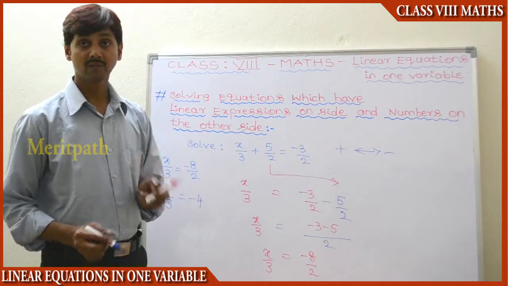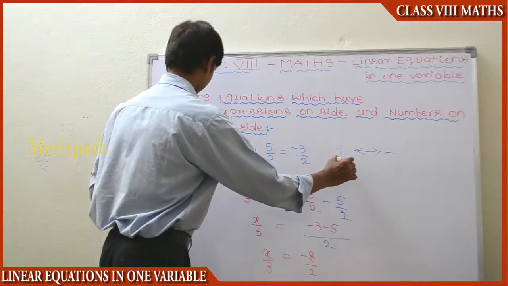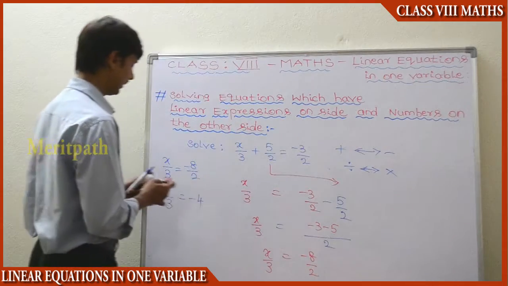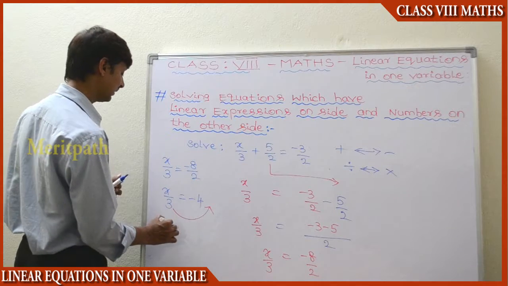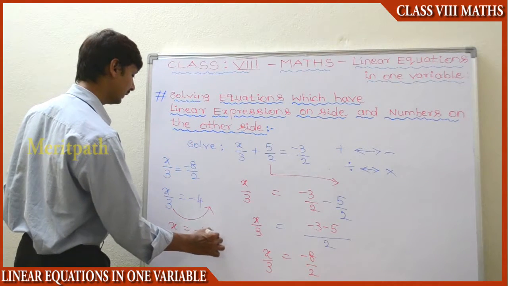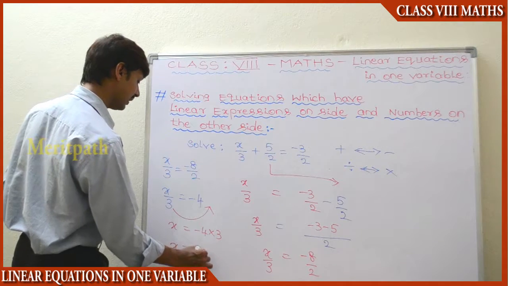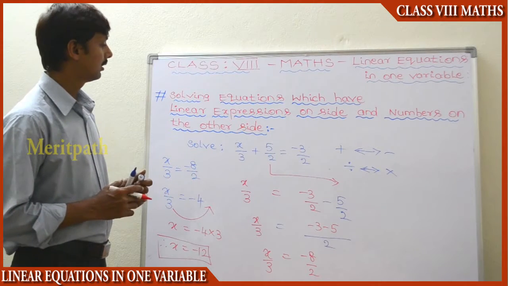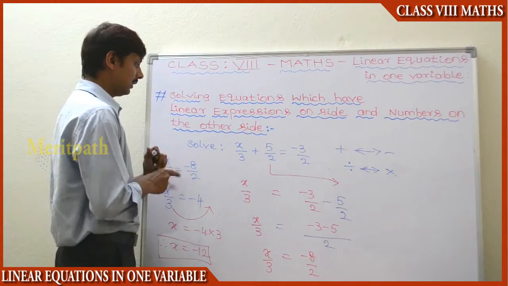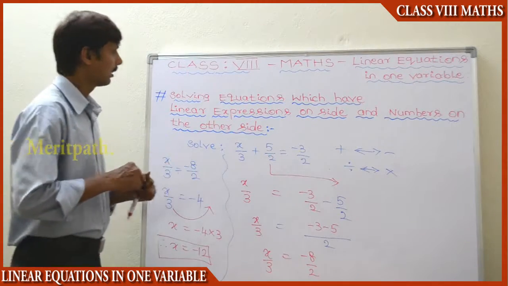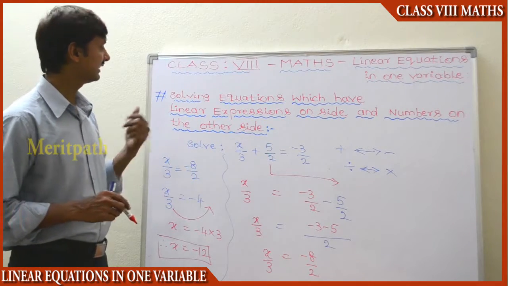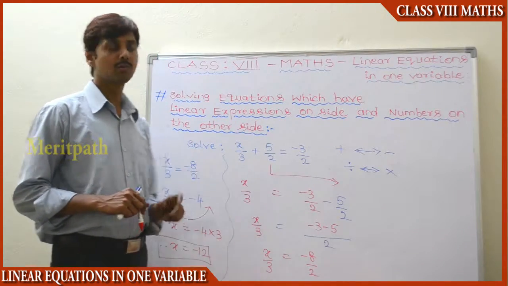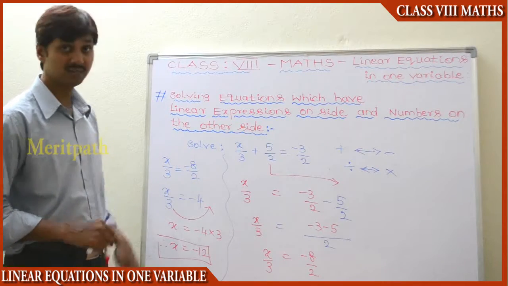And let's use one of the transposition rules, that is, division changes to multiplication. x is minus 4 into 3. So x is equal to minus 12. Therefore, the value of x is minus 12. So we got here the linear equation, an equation which has a linear expression on one side and a constant value on the other side. And for that we have solved and we got the value of x.